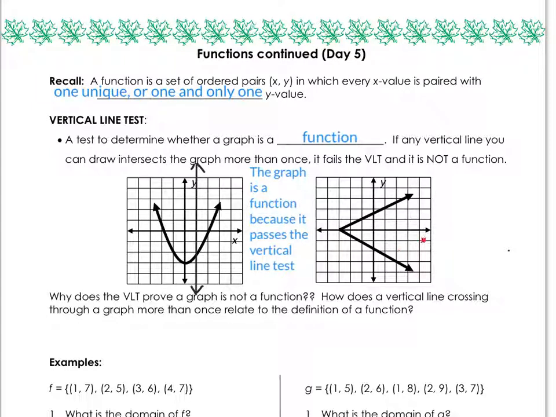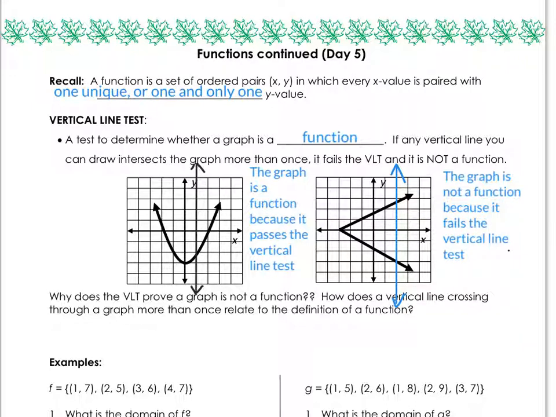Okay, well now let's look over here at this one. Same idea, if I put a vertical line here, I can come up with an example where the vertical line goes through the graph in two places. So this time I can say this graph is not a function because it fails the vertical line test.